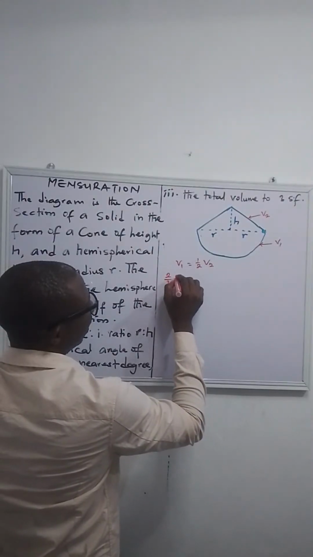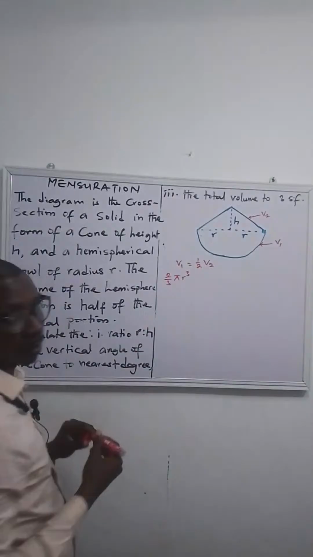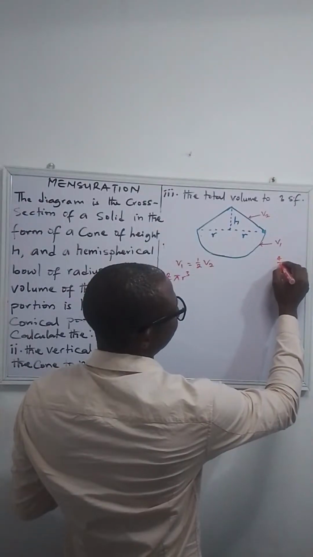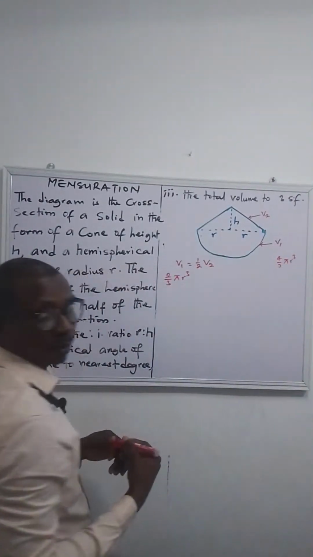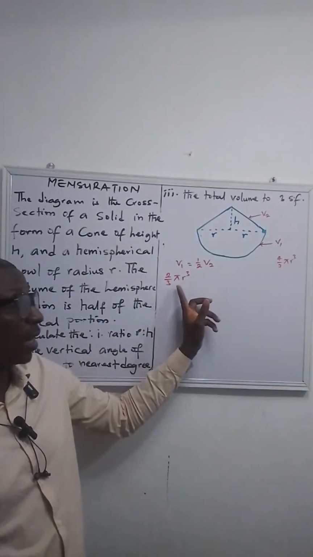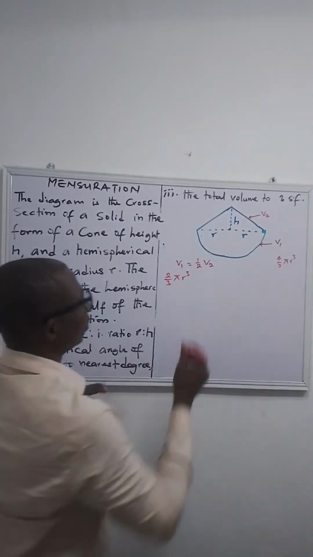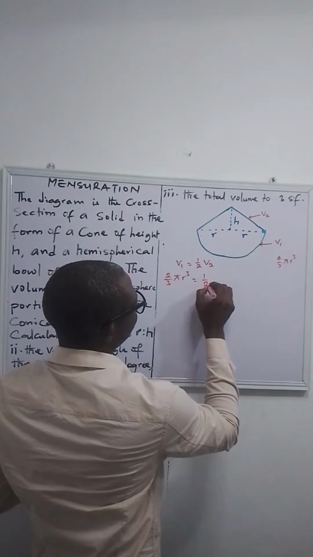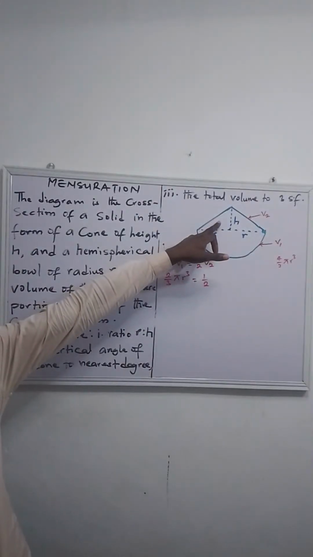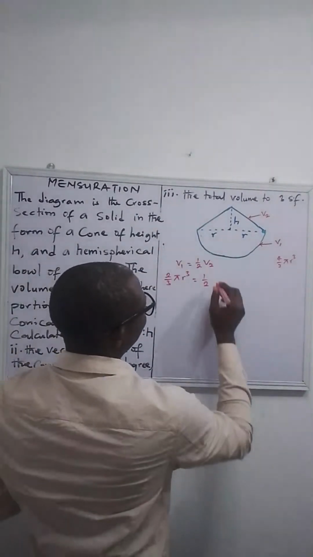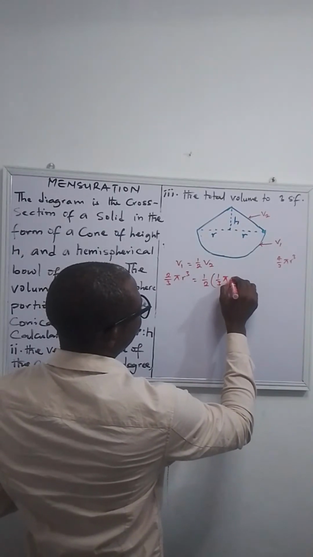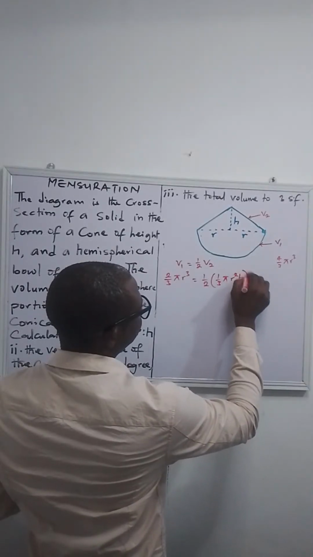2/3 pi r cubed. Don't forget that for a hemisphere itself, the volume is 4/3 pi r cubed. All you need to do is divide this by 2. Do you understand? Now, when you divide this by 2, you have this. So now it equals 1/2 of the volume of a cone. So what's our formula for the volume of a cone? The volume of a cone is 1/3 pi r squared h.